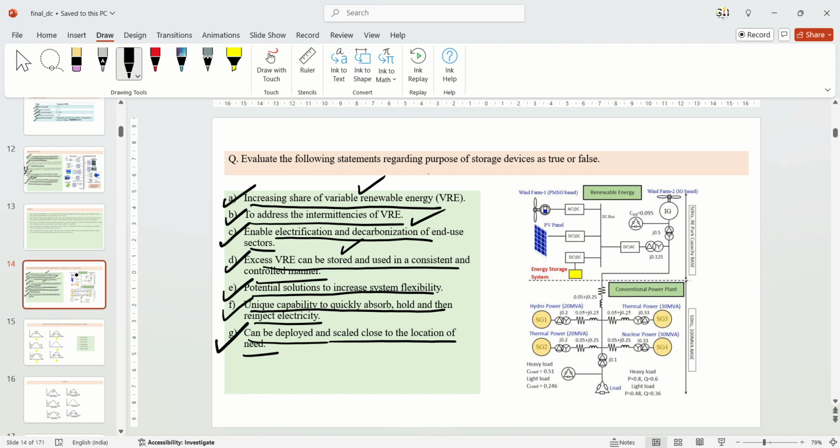lower than expected, and it also has the solution to increasing the flexibility: quickly absorb, hold and reinject electricity. That is just talking about the charging and discharging rates, and it is also deployed and scaled close to the location of the need. Okay, so this is the correct answer to this question.